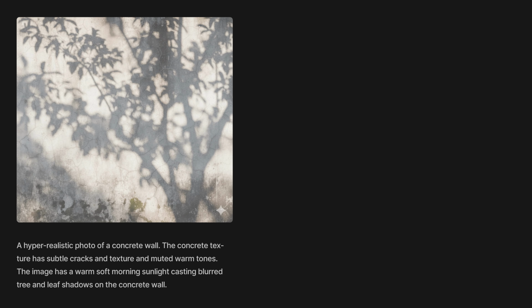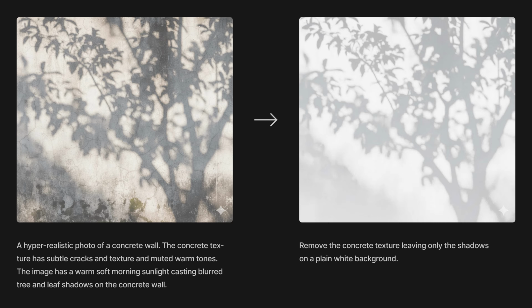And because NanoBanana Pro struggles with outputting just that, I came up with a very simple but effective trick. Instead of generating an image with just a shadow overlay on a plain white background, I create an image of a specific flat surface like a concrete or a brick wall with shadows casting onto that wall. And I then ask it to remove the wall, leaving just the shadows on a plain white background.